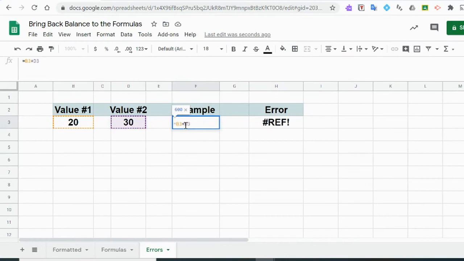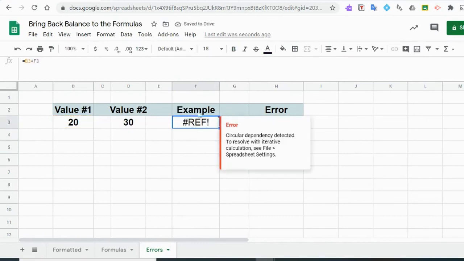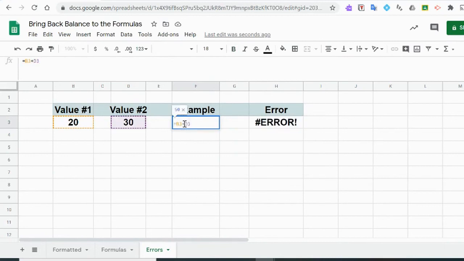Another type of error is a reference error. Let's say instead of B3, we multiplied B3 by F3, but we write that in the cell F3. Well, you're referencing the same cell that you're writing the formula, and that causes a circle. That just doesn't work. Another type of error is just error, and you can get that by doing things like incorrectly writing the operations. Like, let's say we added and divided at the same time. Well, you can't do that.